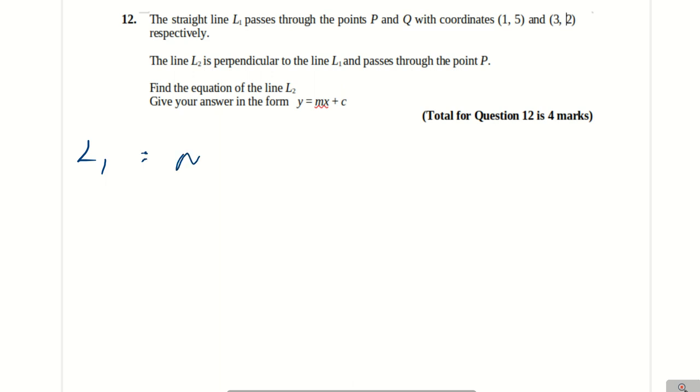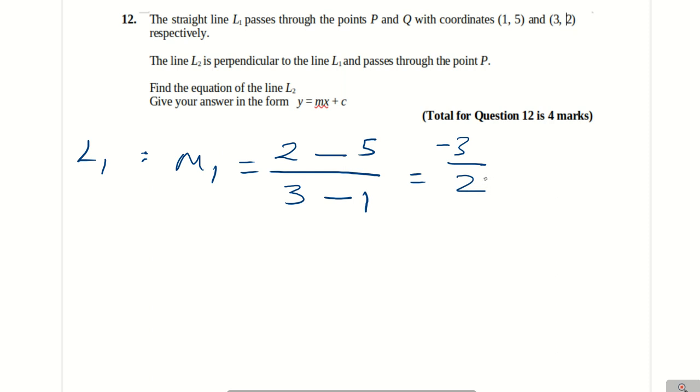Now, I'll call it M1 equals change in y divided by the change in x. Now I'm sorry, I think I've left the cursor line there, but that should just be 2. So the y coordinate of point Q is just 2, minus the y coordinate of point P, which is 5, divided by the x coordinate of Q, 3, minus the x coordinate of P, which is 1. 2 minus 5 is minus 3, 3 minus 1 is 2. So we've got the gradient minus 3 over 2.